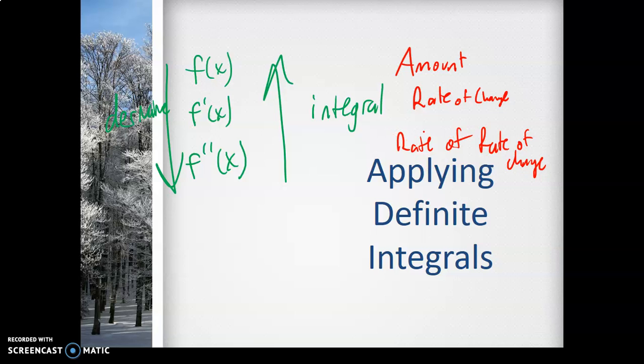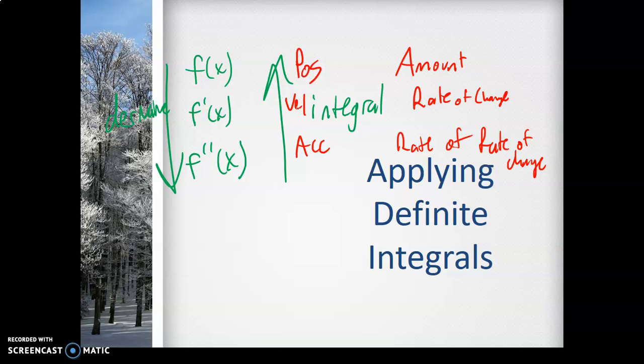The most common example that you see has to do with position, velocity, and acceleration. Position is an amount of distance. Velocity is a rate of change of distance. And acceleration is a rate of change of a rate of change of distance.